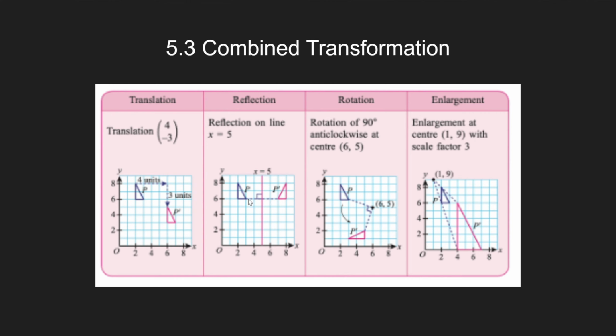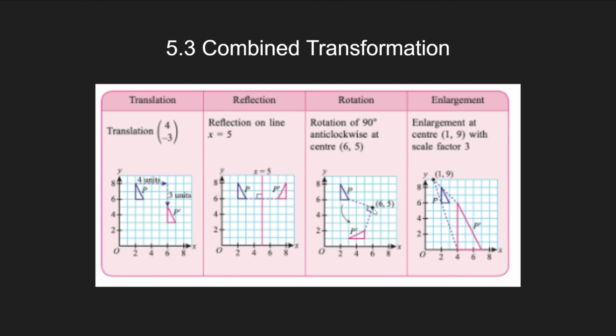For the second point it is 1, 2. So after the mirror is 1 and 2. For the top part, 1, 2, and 3. And then 1, 2, and 3. So from the 3 points, draw yourself a new image and label it P prime. That is for reflection.